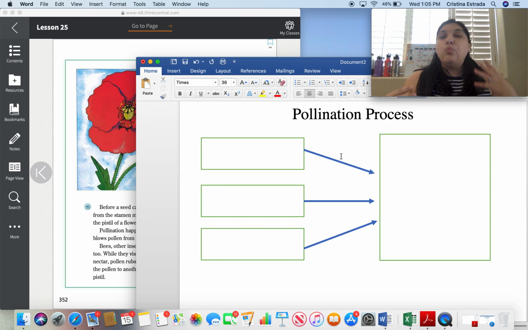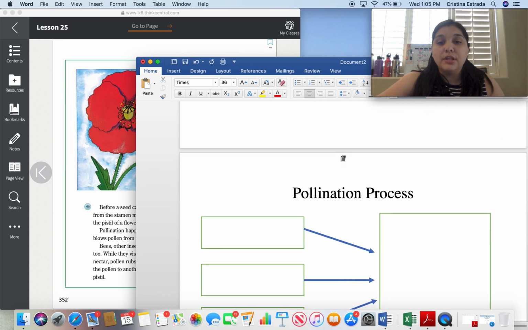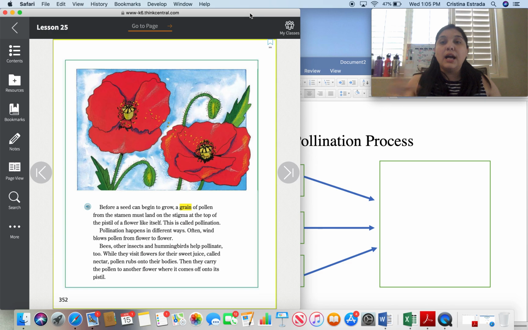So another way that we can think about it is the cause as why something happens and the effect as what. So the why this is happening is in order to make the what. So we'll start with this bottom one that I have here, which is the pollination process. So how does it start?